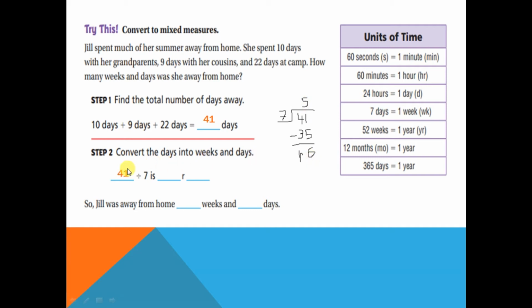So again, let's put the final equation. 41 divided by 7 equals 5, and the remainder, which is 6. And this means we have in all 5 weeks and 6 remaining days. I hope you found it easy, right?